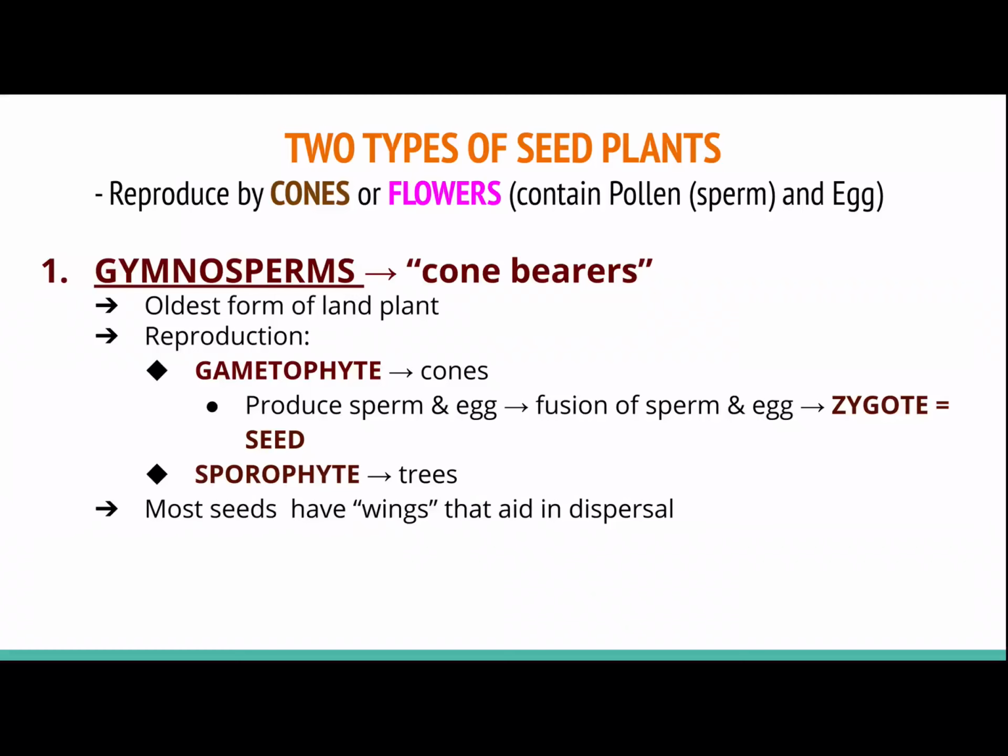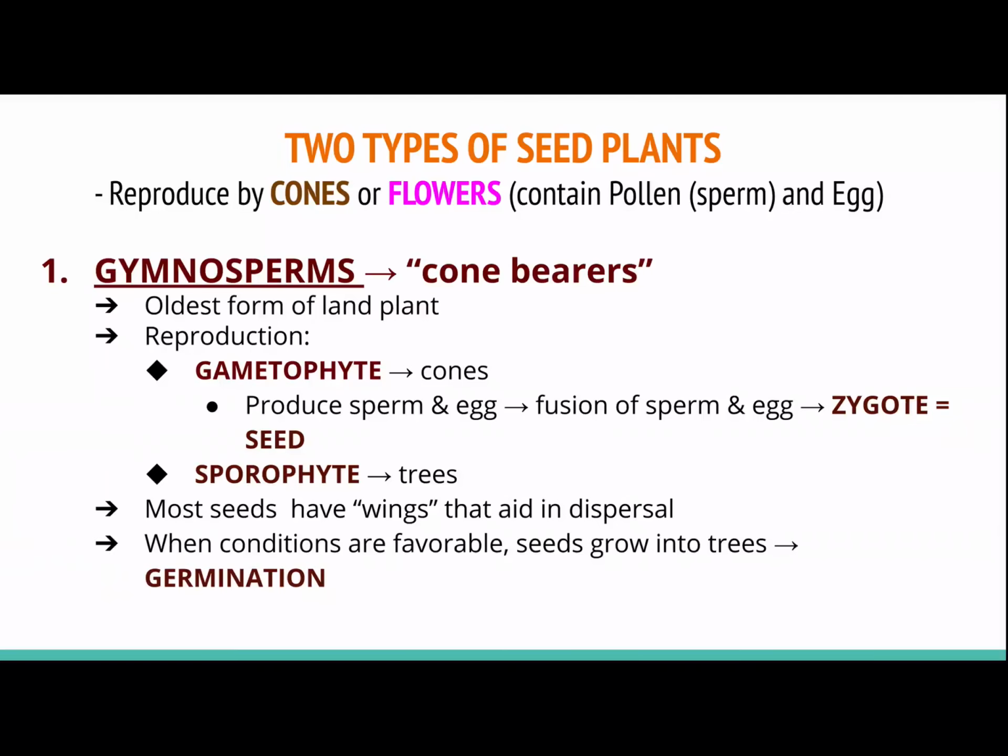Many of these seeds have what are called wings that aid in the dispersal. It makes it easier for the wind to pick them up and carry them away. And in the next slide, you're going to see a diagram of the life cycle of gymnosperms. And hopefully then you can see the wings that we have on the seeds. Okay? Now then, of course, when conditions are favorable and the seeds fall on favorable ground, the seeds will grow into trees through the process of germination, which is no different than the seeds of the other type of seeded vascular plant. And germination is germination. The roots go down and the shoot comes up. It's the same for all plants.